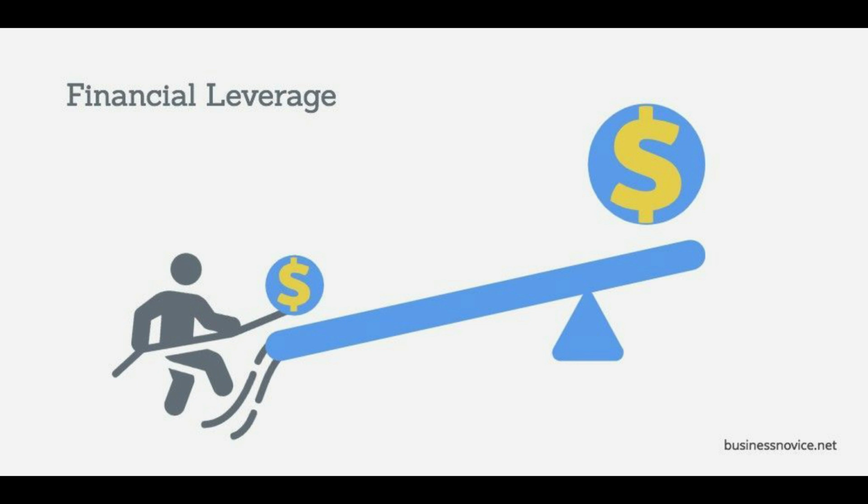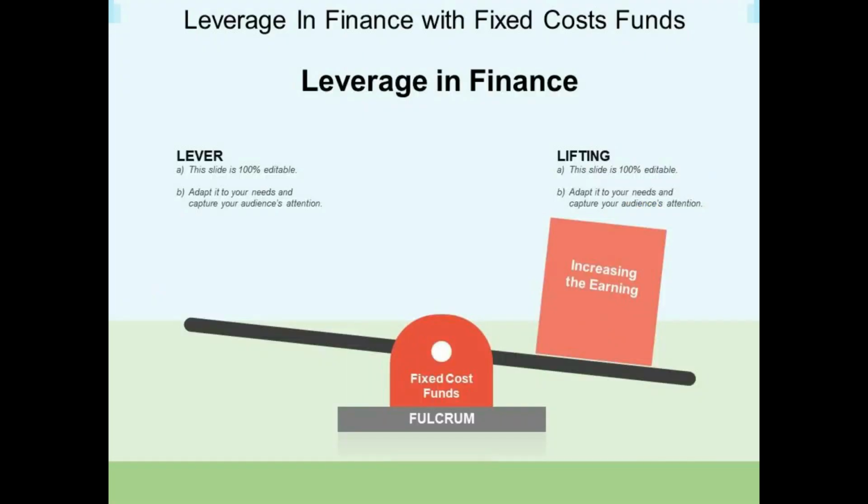In this example, we look at a factory with $1 million in assets: buildings, machines, inventory, etc. These assets generate an annual net income of $100,000. The return on assets is therefore 10%: $100,000 in net income divided by $1 million in assets.